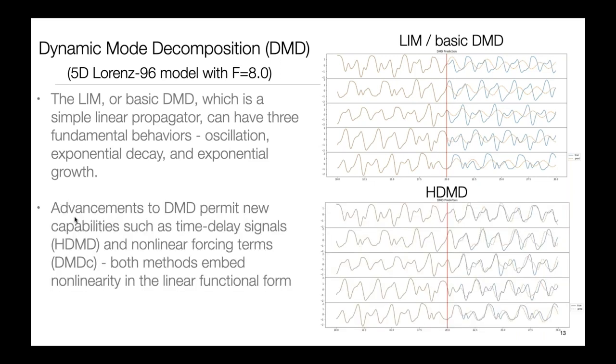For example, you can include time delays, which gives you the HDMD based on the Hankel matrix, which has a time delay in it. And you could also include nonlinear forcing terms as part of what they call DMD with control. And both of these methods embed nonlinearity in the linear functional form. So you can see by going to higher dimensions, you can represent with much more accuracy the more intricate oscillations of the system, again, using just this linear model but in higher dimensions.